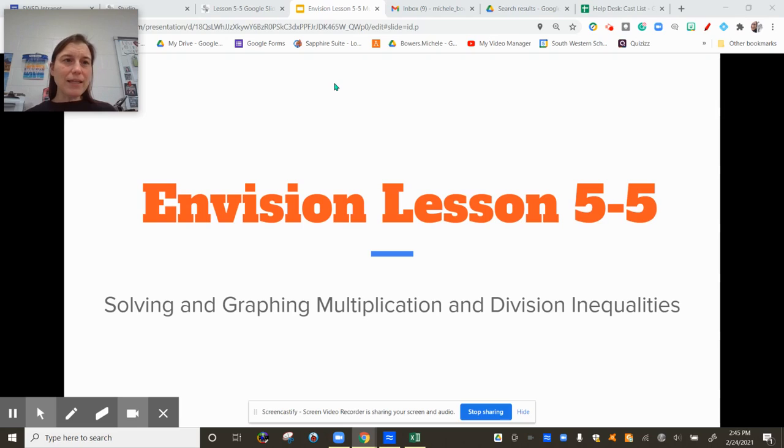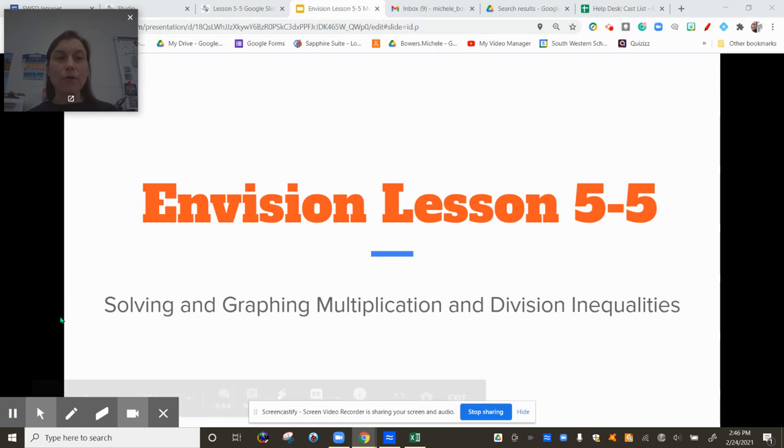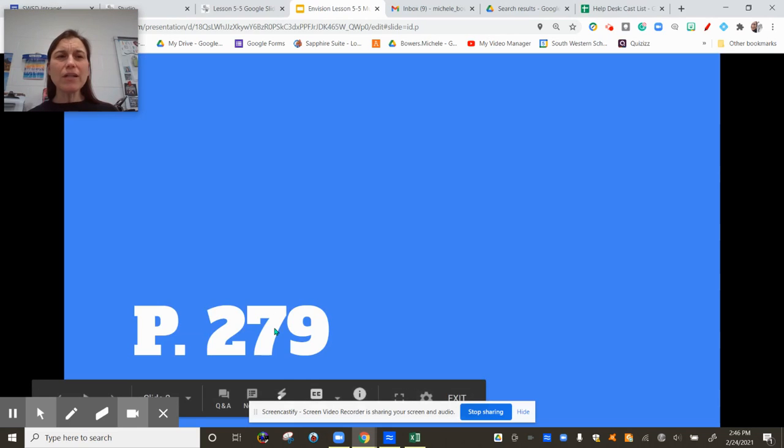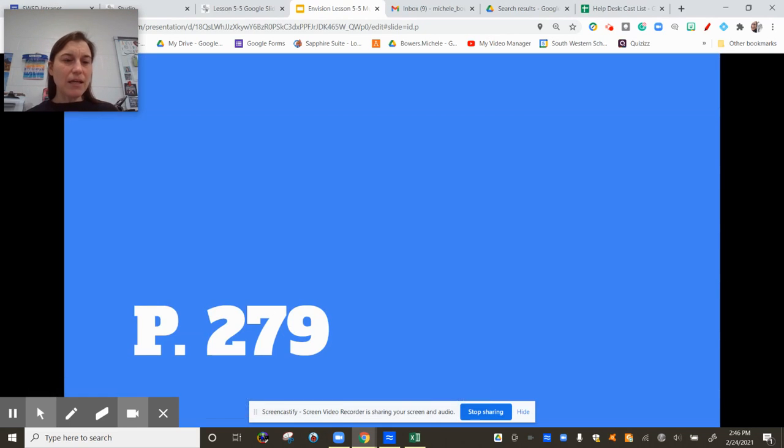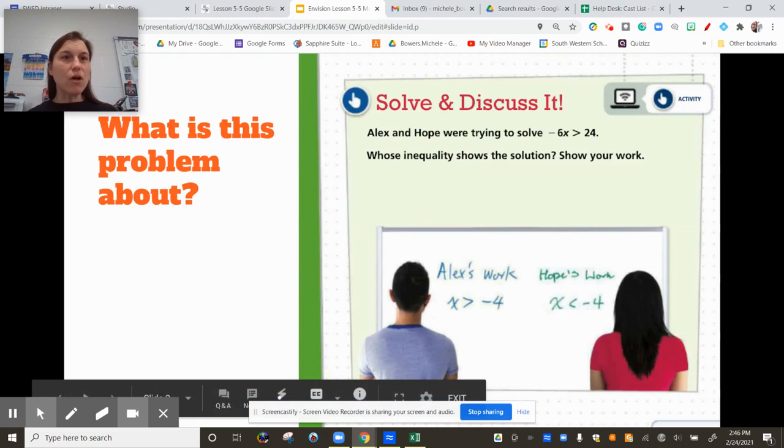I'm going to see here, in the same way is true for a lot of things, add and subtract work one way, but multiply and divide can be a little trickier. We can be deceived if we think we can just do the same thing we were doing, adding and subtracting, and not really paying attention to our graph. So you're going to see very quickly that when we're multiplying and dividing in an inequality, we have to make sure we check our graph. Okay, so we're going to actually start on page 279 and do the solve and discuss it first.